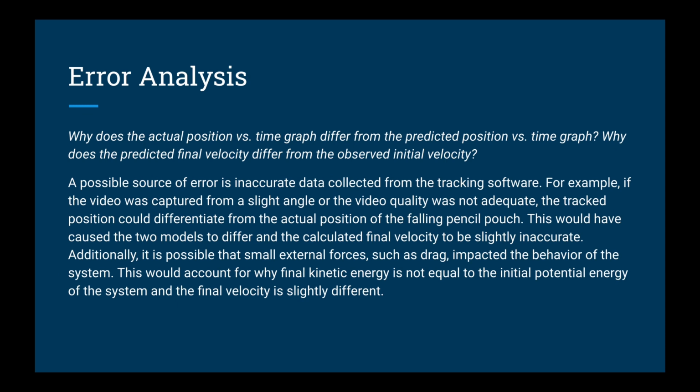Error analysis. A possible source of error is inaccurate data collected from the tracking software. If the video was captured from a slight angle or the video quality was not adequate, the tracked position could differ from the actual position of the falling pencil pouch. Also, it is possible that small external forces such as drag impacted the behavior of the system. This would account for why final kinetic energy is not equal to the initial potential energy of the system, and the final velocity would be slightly different than initially calculated.